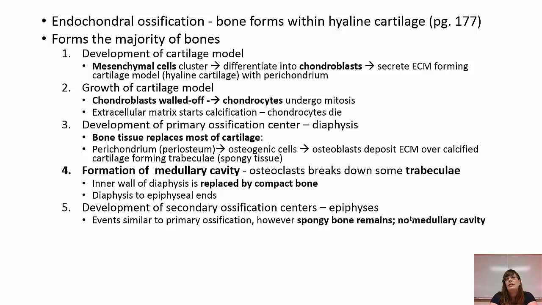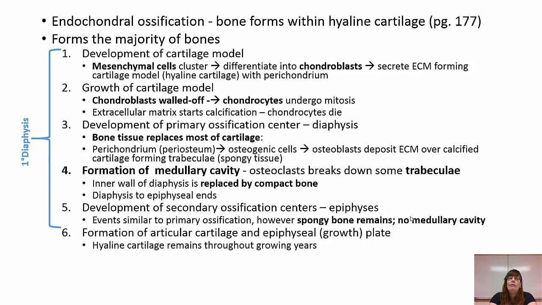So what happens in a nutshell is you start out with cartilage, and then over time, a primary ossification center happens in the middle of the shaft of the bone. The osteogenic cells differentiate into osteoblasts, which secrete the calcified matrix. The trabeculae start to get broken down and are replaced by compact bone in areas. Then the secondary ossification centers develop in the epiphyses. Again, spongy bone remains there and no medullary cavity is formed.